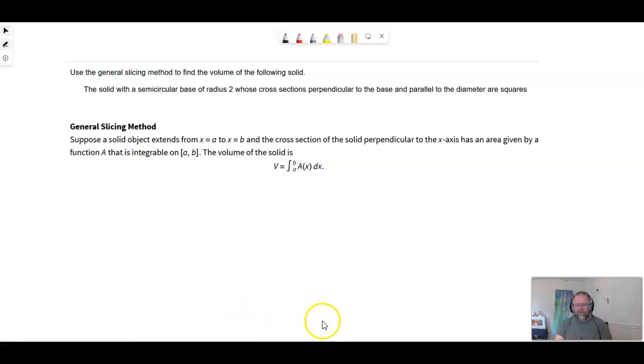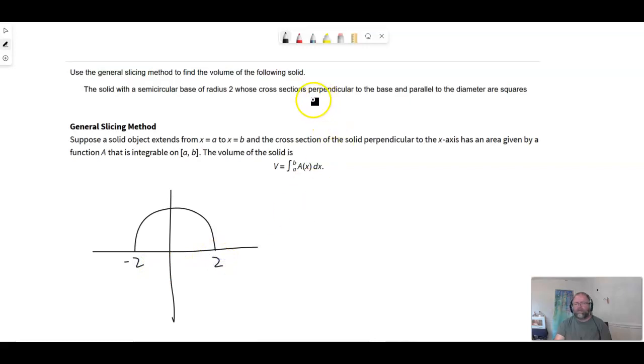So the first thing I always like to do is draw what this looks like. So I'm just going to draw a little bit of a makeshift graph here. I should probably use the ruler tool, it's not there yet. All right, so I'm going to do the best I can, and we have a semicircular base here, and this is going from -2 to +2, because it has a radius of 2.